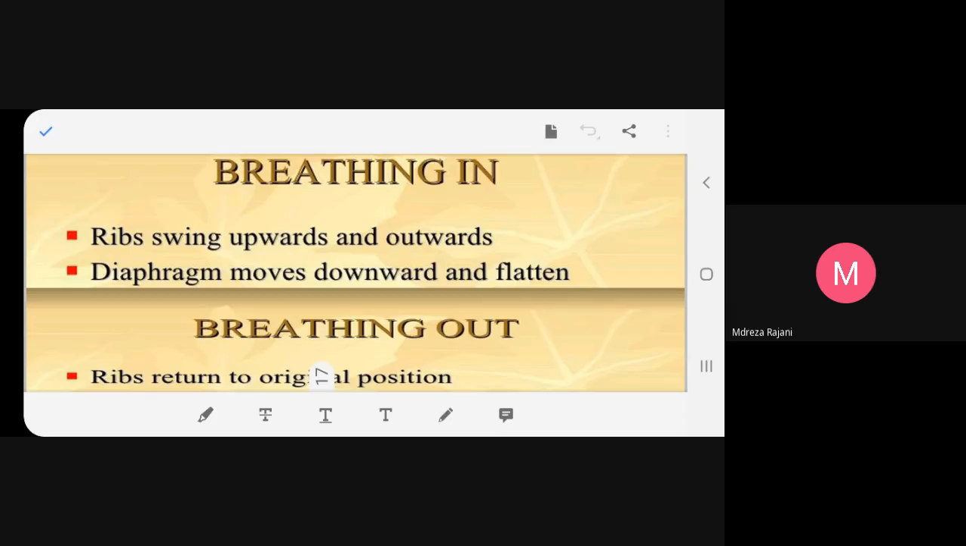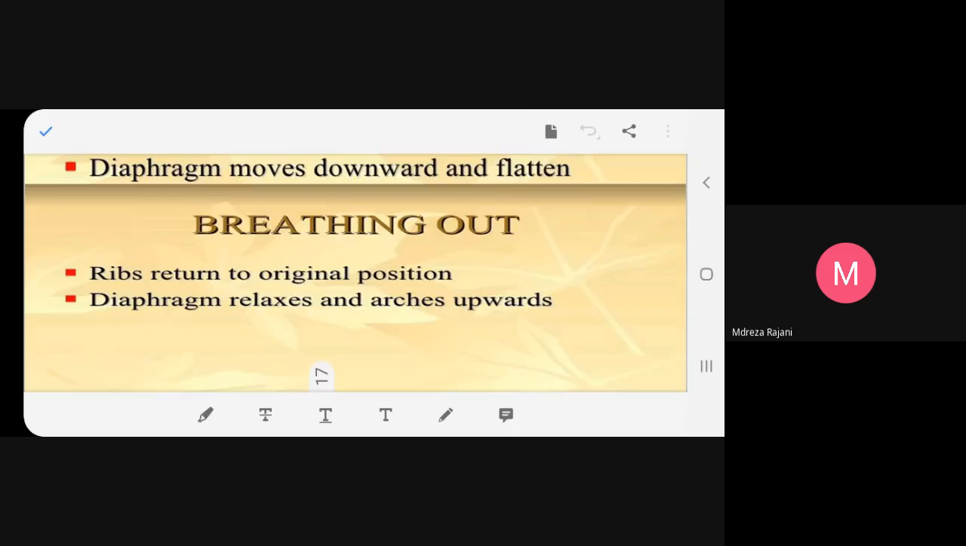Diaphragm moves downward and flattens. It's not diagram, it's diaphragm. Diaphragm moves downward and flattens. I will show you what the diaphragm actually is.